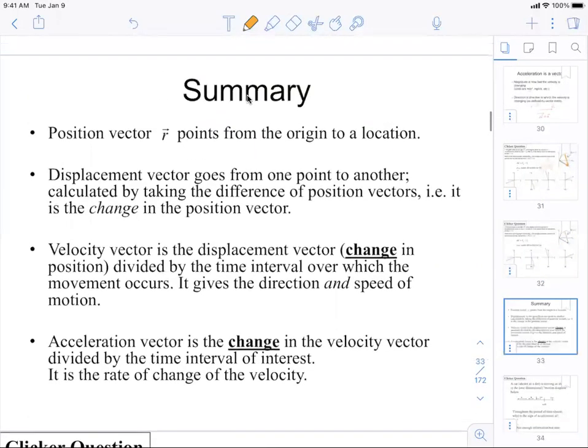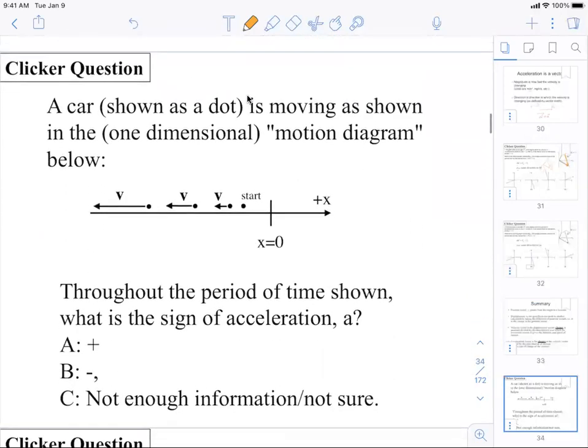Here's a summary that you can read later. It basically summarizes the concepts of all the quantities that we talked about. There is something subtle about acceleration and velocity, so let's look at this particular question. We have a car, and our motion diagram shows dots starting and going to the left, and our speed keeps going up and up, driving to the left. What would you consider to be the sign of the acceleration?